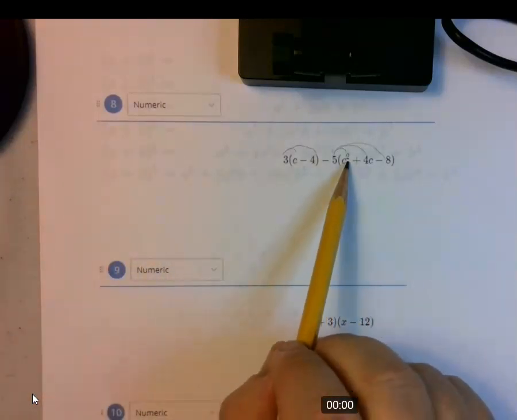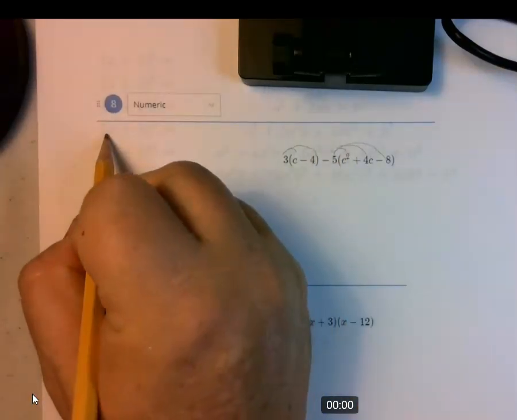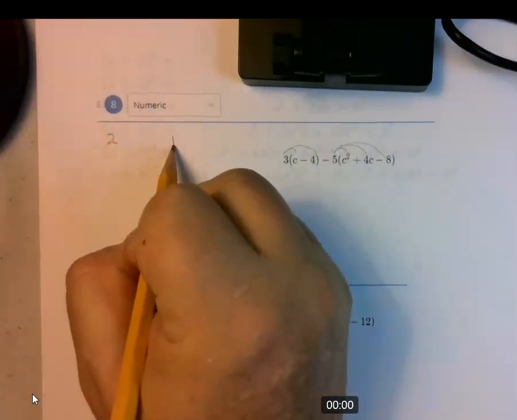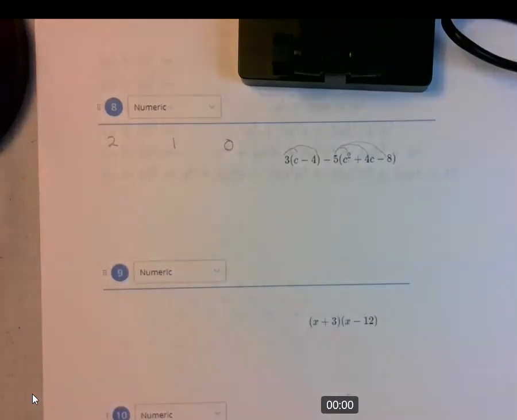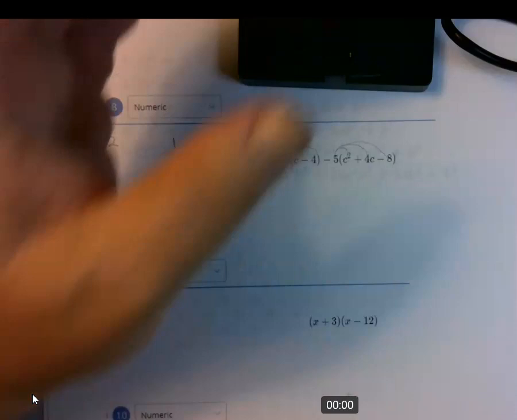I'll just help you. Your highest term is going to be c squared. So you're going to have a 2, a 1, and a 0. You're going to line up your terms there, and you're going to come up with an answer. Okay, so that's one I'll check for you. So you do that one exactly the same as number 7. All right.